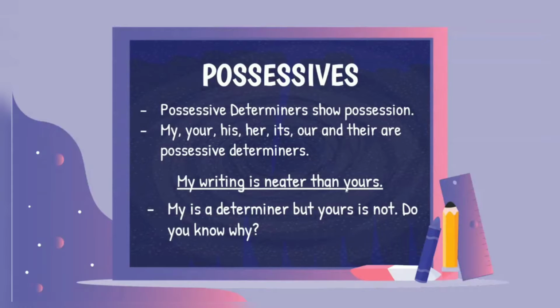Example: my writing is neater than yours. Here, my is a possessive determiner but yours is not. Why is it not? Because it is not placed before a noun.